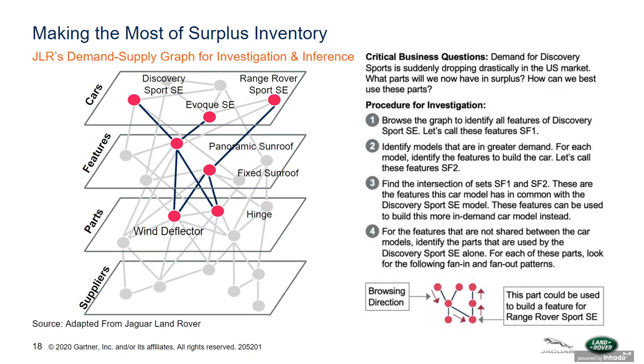And then here's another side. So what if the demand goes down? You now have a surplus. Can you redirect that surplus to help make a different vehicle for which there may be better demand? And so that's where, again, the connectivity of this graph is very powerful. It's very easy to see where the overlap in parts is between two different vehicles.